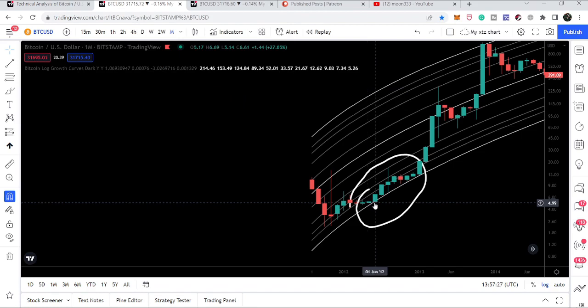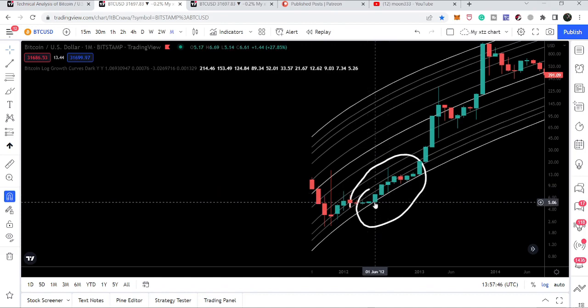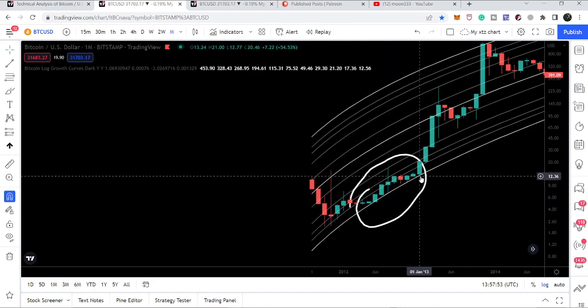Here you can see that the lowest value of the candlestick was $5.14, and the bottom value of the log growth curve was 5.26. You can see we never touched this value once we touched it here in the month of June 2012. After that, we can watch this candle. The value was 12.56, and the price then dropped to 12.77.